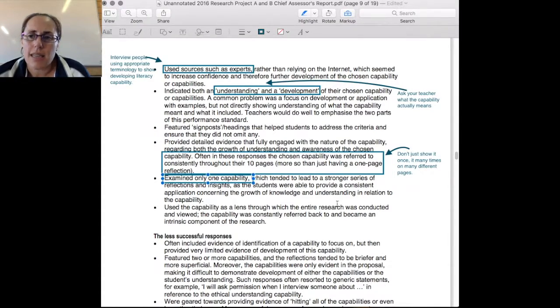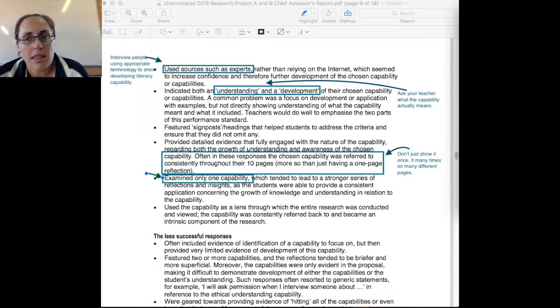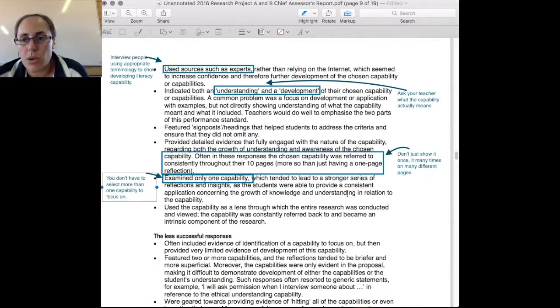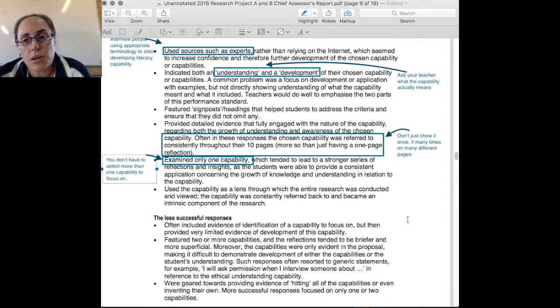The last thing, the performance standards say capability or capabilities. You don't have to have more than one. If you have one, that's fine, provided it matches your question. So always make sure that the capability that you've chosen is one that's most appropriate for the question that you're asking, and it's also most appropriate for the area that you need development in.